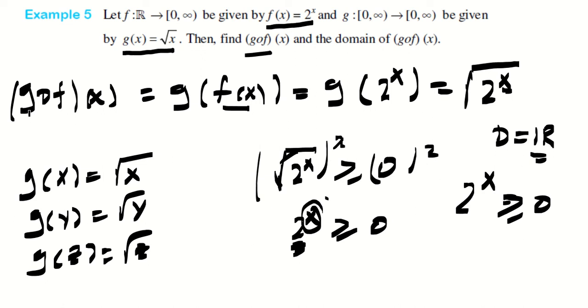But the process, remember, g of f of x. That means g of f of x. What's f of x? E to the power of x. What is g of it? Square root of what is given to you here.